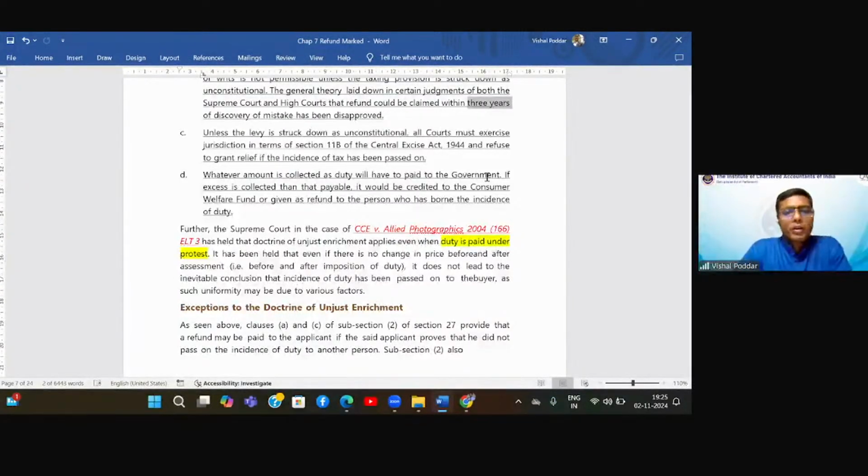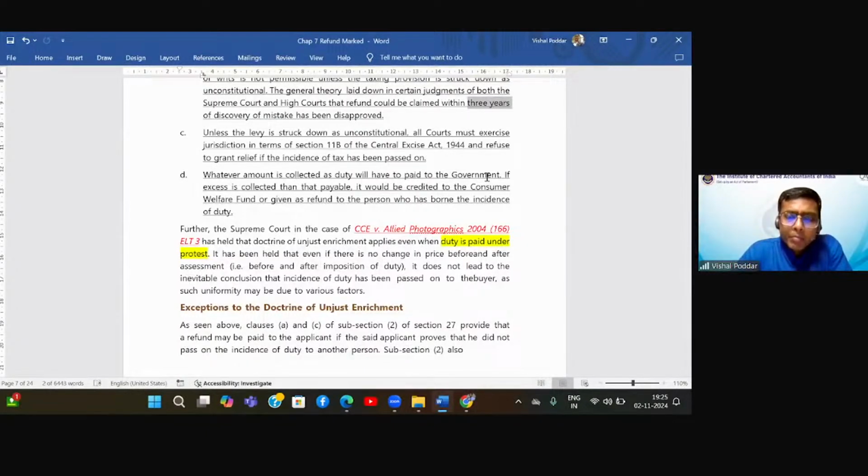Even if it is wrong, even if it is excess, I will have to first deposit it with the government, and later on I can go and ask for refund, etc. But I cannot adjust it by myself, saying, okay, I have wrongly charged extra, let me myself adjust it against something else. Answer is no.